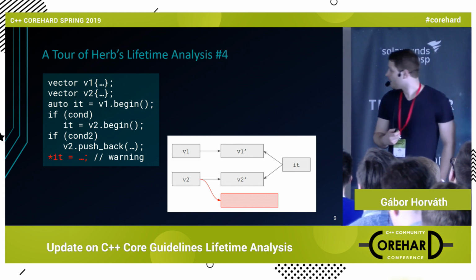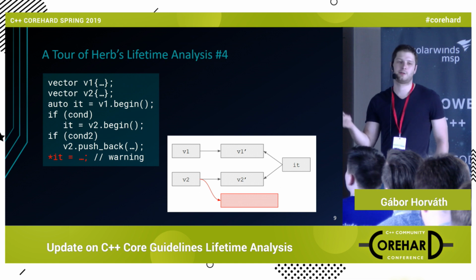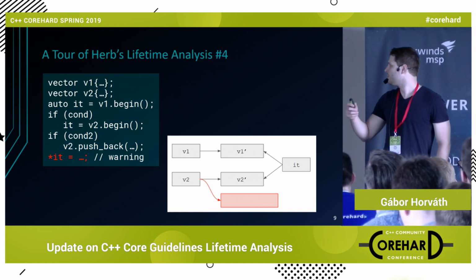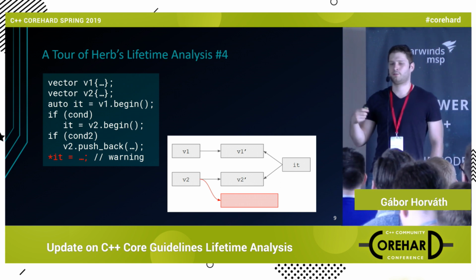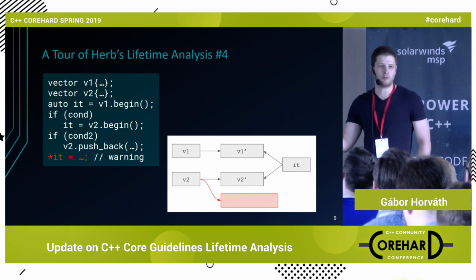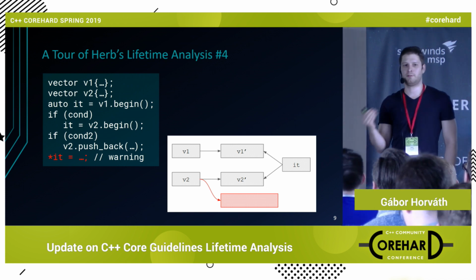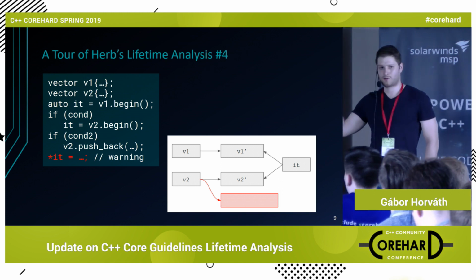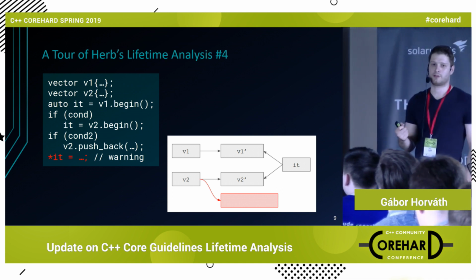so the iterator will be dangling. And the problem with this approach is that the analysis assumes that any possible path is feasible. So it is possible for the iterator to point into vector 2 and then push back an element into vector 2. But in case cond and cond2 are correlated, and in fact I can never give an input where this specific sequence of events can happen, then this will be a false positive warning.